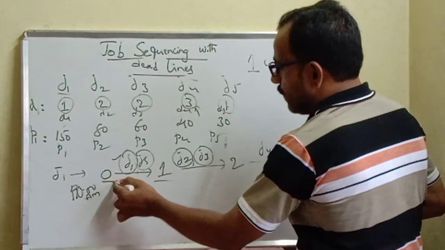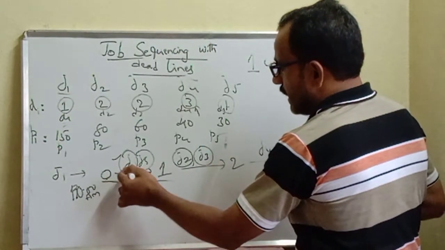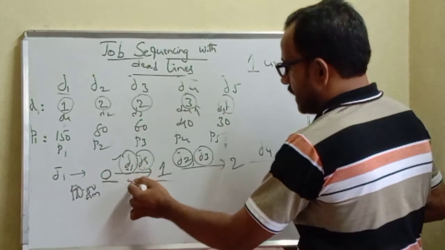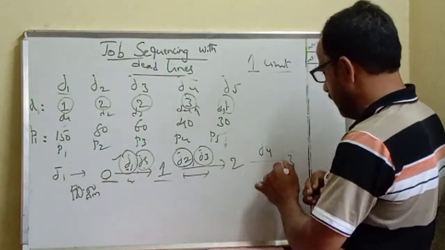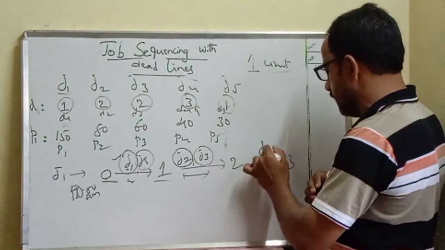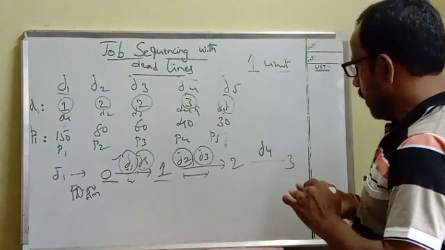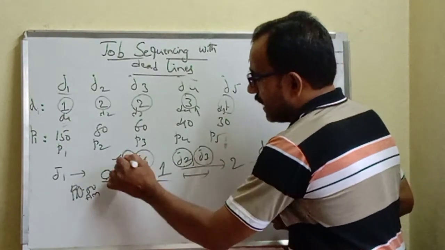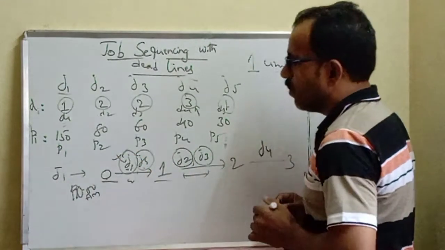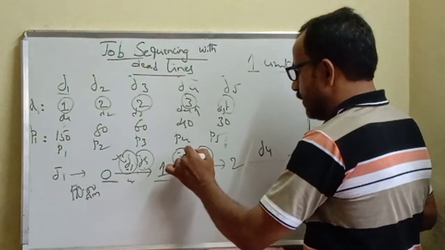Then the shop person can take either J1 or J5 within the first hour, and J2 or J3 between the first hour and the second hour, and between the second and third hour he can take the fourth person's job. But please remember, within 1 hour he can execute only one person's job. Here also he can execute only one person's job.